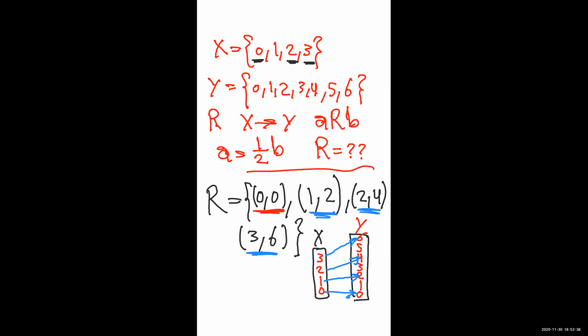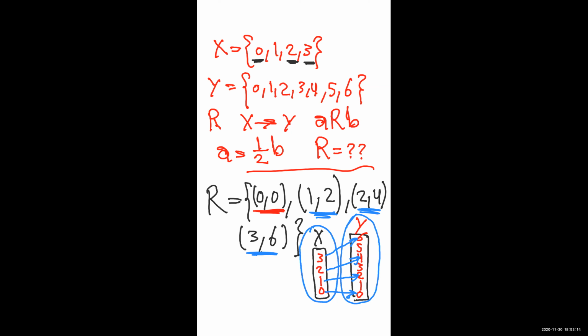Now, all elements on X, which is 0 and 1 and 2 and 3, have only an image on Y, right? So it's 0 and 0, 1 and 2, 2 and 4, 3 and 5. So all elements on X participated in the relation, and only participated once. There are no more than one arrow from each element, okay?